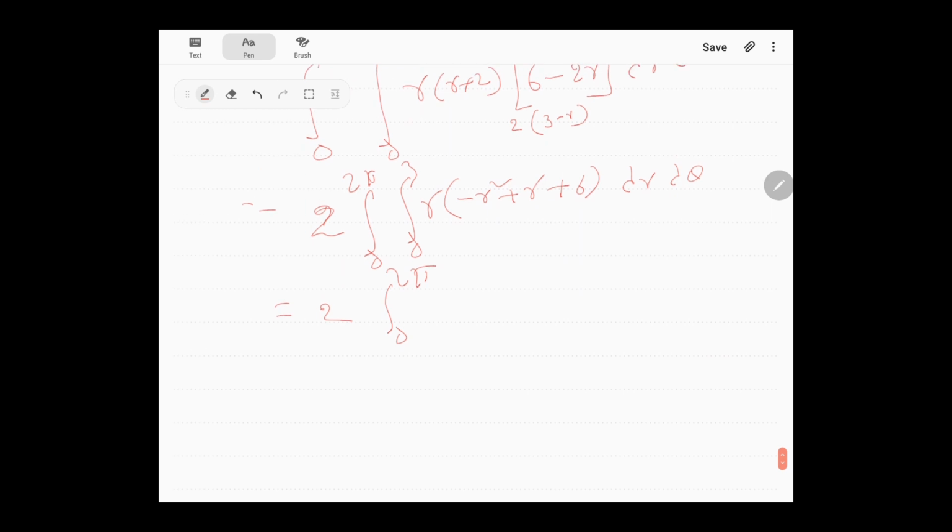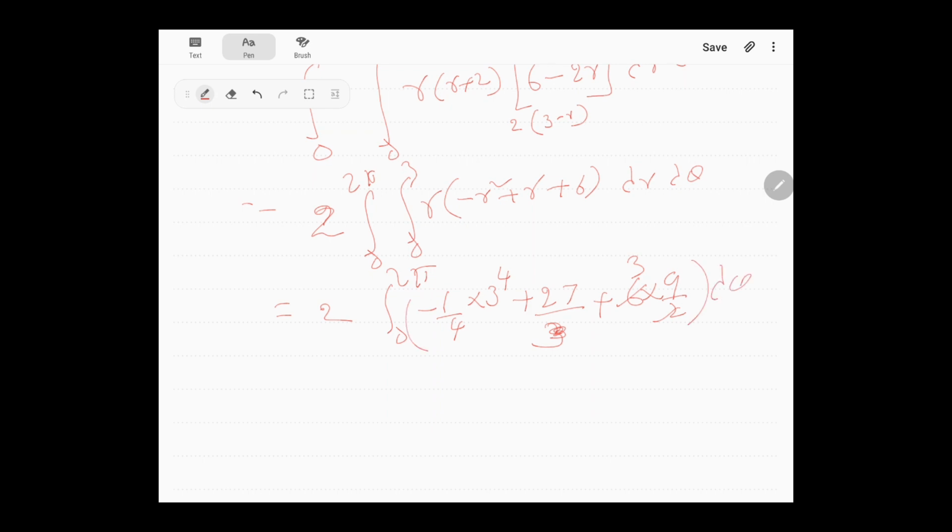Minus r cube, integral of r cube is r power 4 by 4. For r power 4, if I substitute the limits, that is 3 power 4. Plus r square, integral of r square is r cube by 3, 3 cube by 3, 27 by 3. Plus 6r, 6 times r square by 2, r square is 3 square, 9 by 2. The 2 goes here, 3 times, d theta.